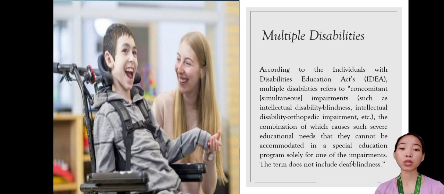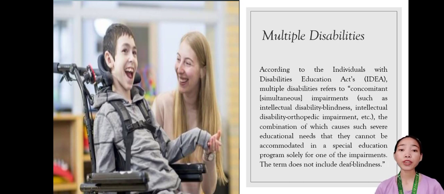Mobility impairments range from lower body impairments, which may require use of canes, walkers, or wheelchairs, to upper body impairments that may include limited or no use of upper extremities and hands. The combination of which causes such severe educational needs that they cannot be accommodated in a special education program solely for one of the impairments. The term does not include deaf-blindness. So, meaning to say, deaf-blindness is not included as multiple disabilities.